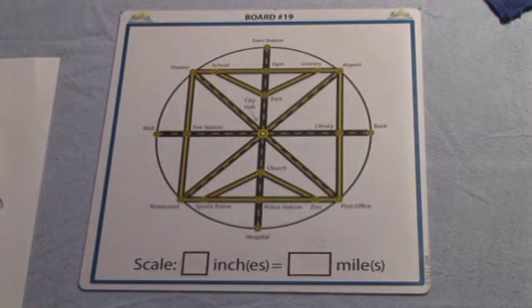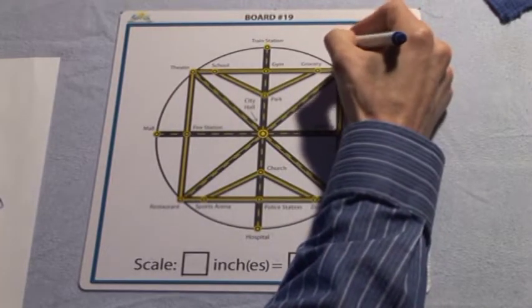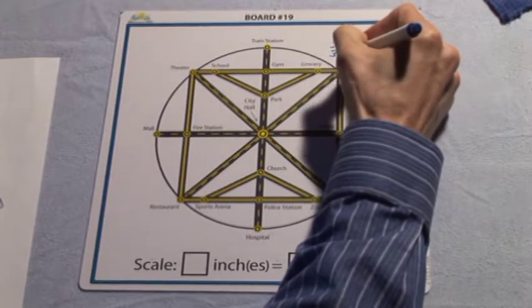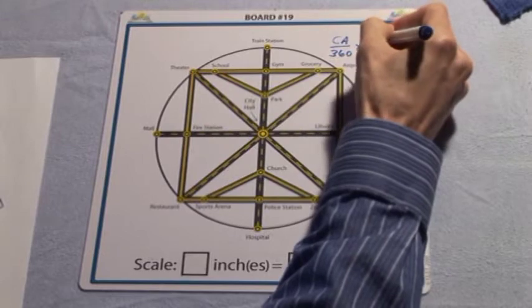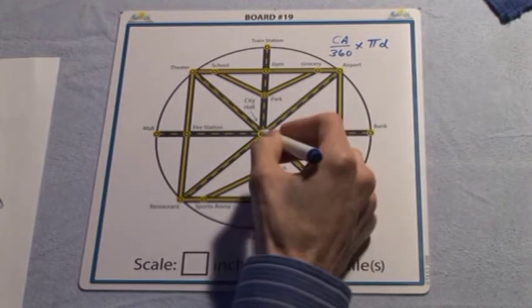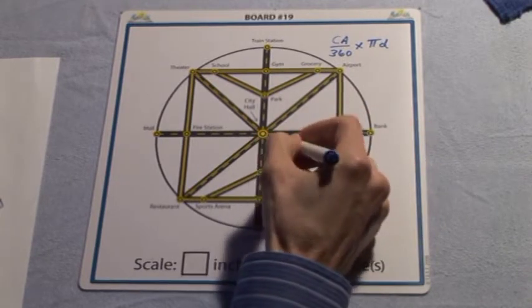So obviously the purpose of this exercise is to learn how to calculate arc length. So we're going to write the formula for arc length up in the top right corner, and basically it is the central angle divided by 360 times pi d. The central angle is the angle that is enclosed within the two radii.